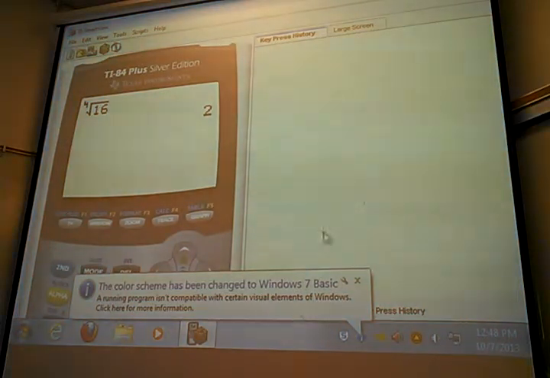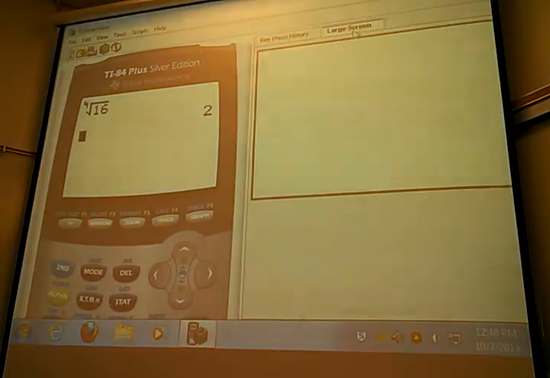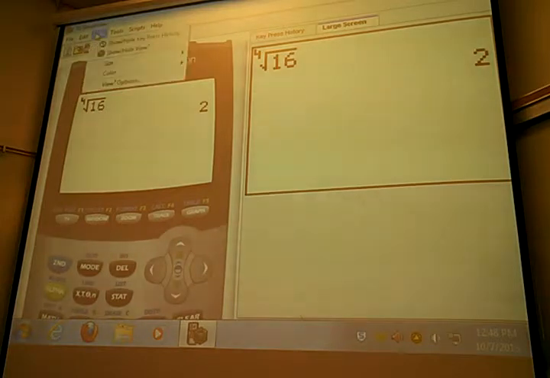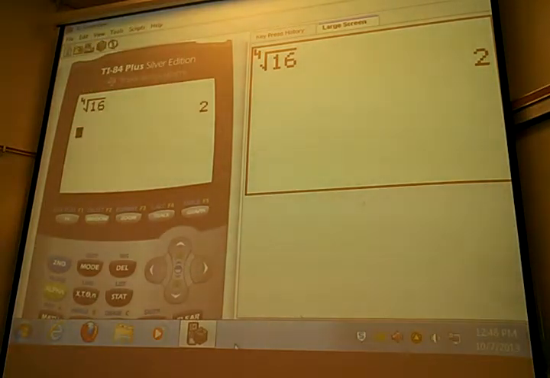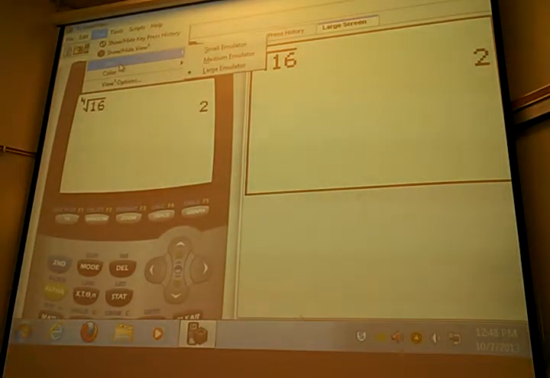Color scheme has been changed. What? Holy crap. Somebody's been playing with the resolution here. It's crazy.